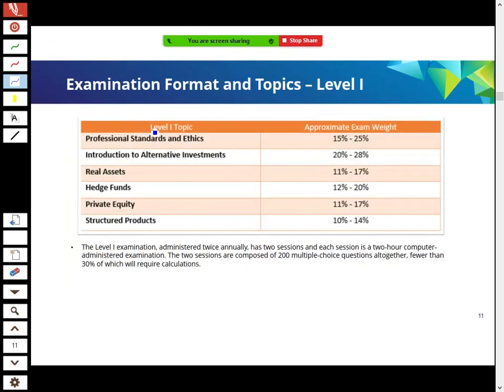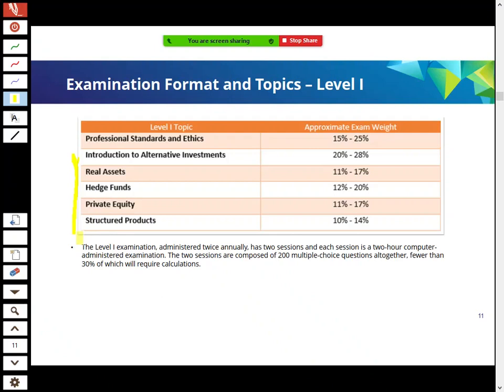Okay, here I want to give you a bit more detail of the level 1 and level 2 curriculum. Particularly for level 1, here you see what I refer to. In level 1, you need to know what they are: real assets, hedge funds, private equity, and structured products. Quite a lot of details, and some of these you have to memorize. Sometimes the questions are definition-type questions. And some other questions are about concepts you have to understand, and then you have to do a bit of calculation.